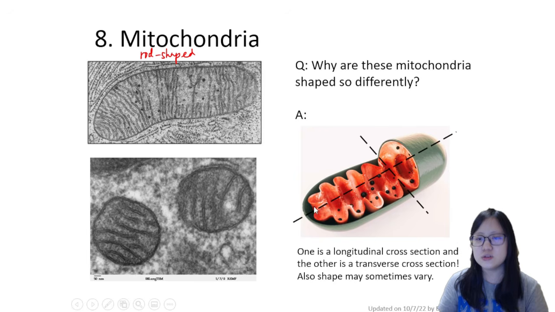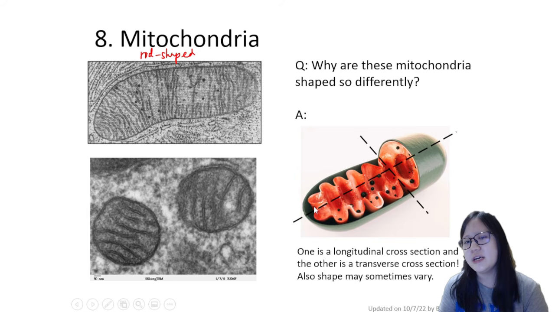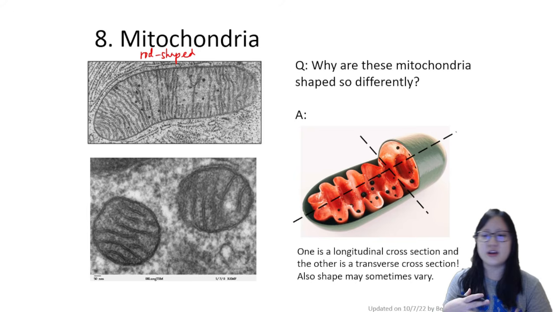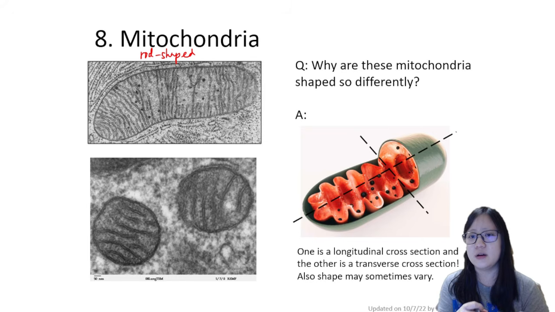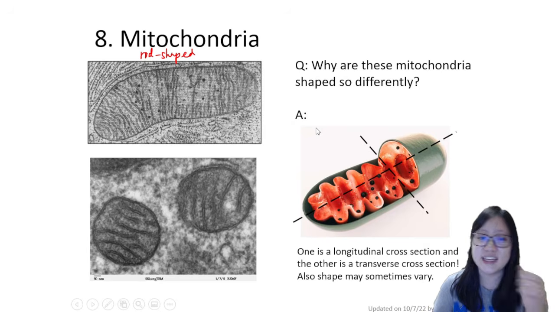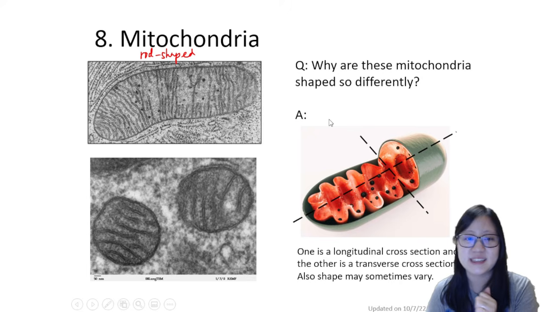Also, the shape of mitochondria may vary, and maybe you're viewing it from different angles, or maybe it's just divided by binary fission, so you can't really tell the shape properly. Like the shape is not fixed. So yeah, it's mitochondria, and this is actually a common question in past years.